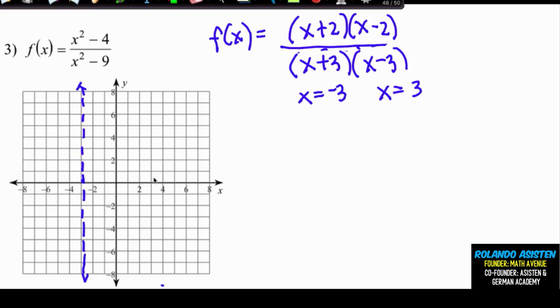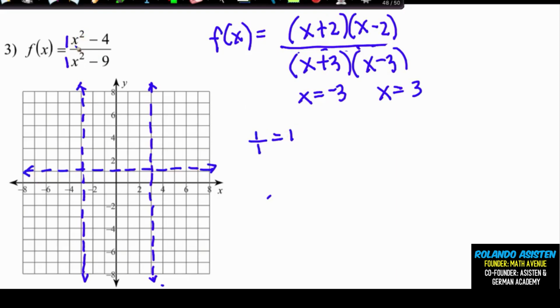And then positive 3. Now for the horizontal asymptote, notice that the degree of the numerator and the degree of the denominator are equal. So what you're going to do is just get the ratio of their respective numerical coefficients. So you have the ratio 1 divided by 1, which is equal to 1. This represents now the horizontal asymptote.